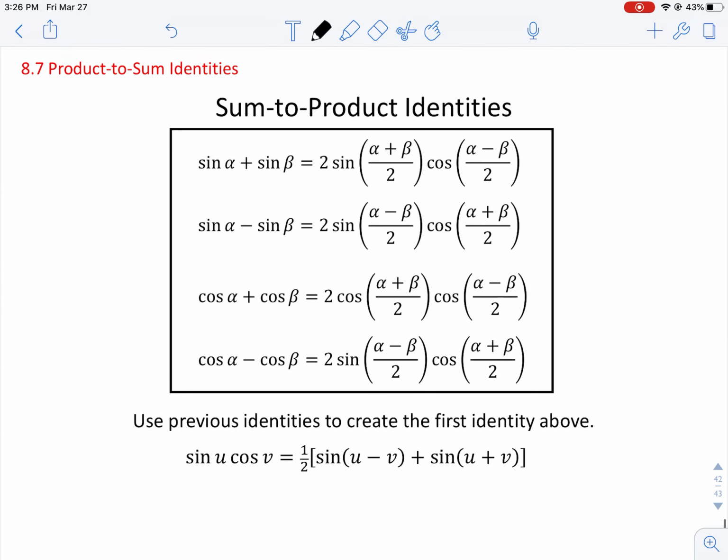Then there's sum to product identities. Sine of alpha plus sine of beta is equal to, etc. There's a whole bunch here. I'm not going to read them all. These sometimes are useful as well as we move forward in mathematics, but we're just going to use a previous identity to create the first identity we see above.